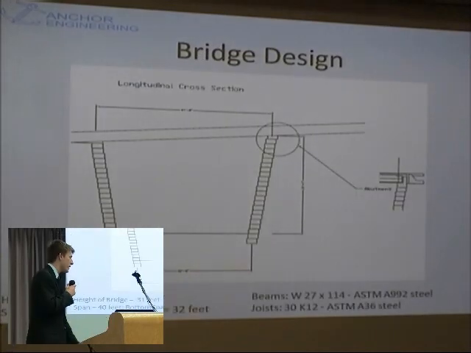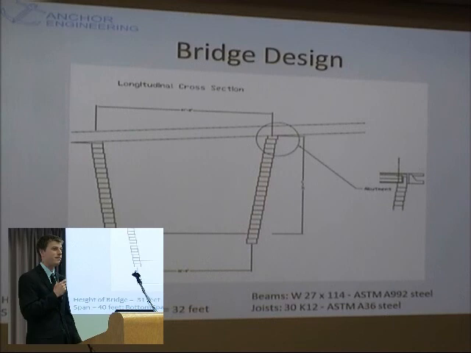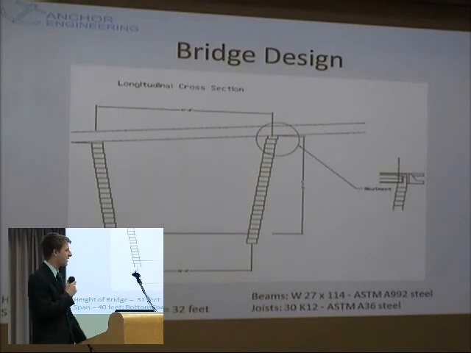The next thing I'm going to talk about is the structural integrity of the building. We went with beams that were W27 by 114 and joists that were 30K12. The beams were calculated through tributary areas and factored loads. This allowed me to calculate moments and get the beams I needed from the ZX tables. Those are made out of A992 steel. As far as the joists, this was done in a similar fashion with tributary areas and factored loads. And from there, I selected the joists, and those are made out of A36 steel.